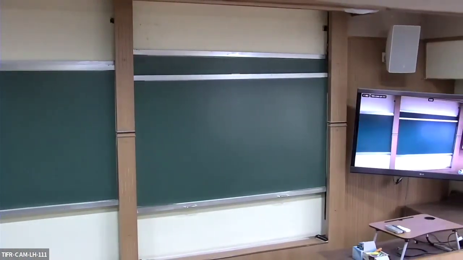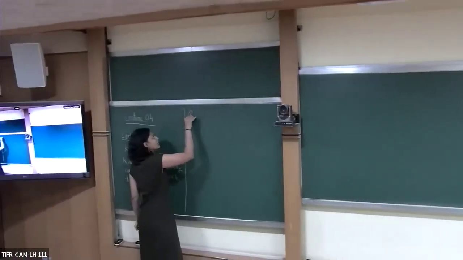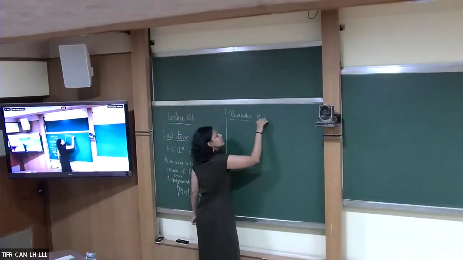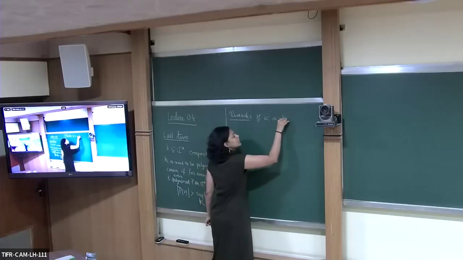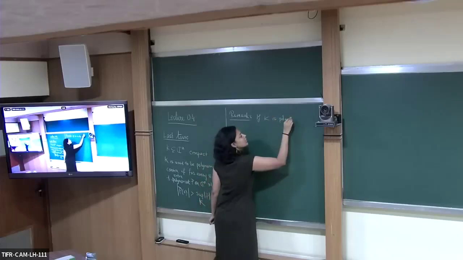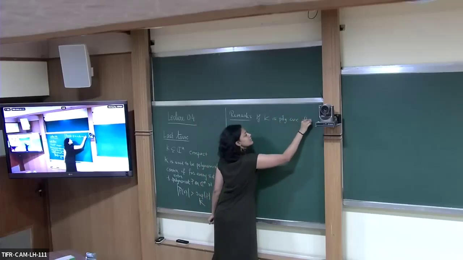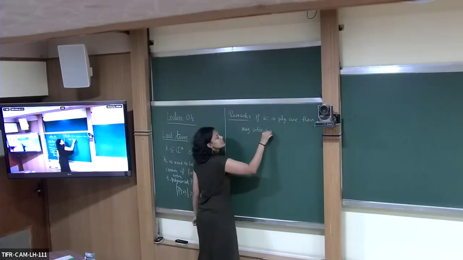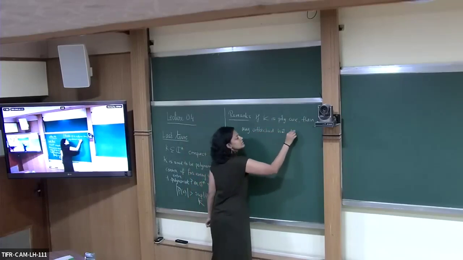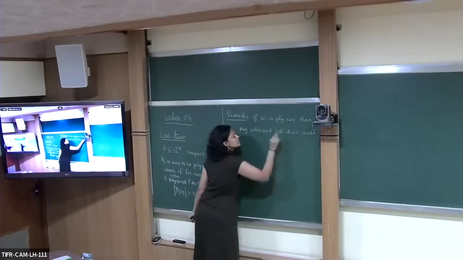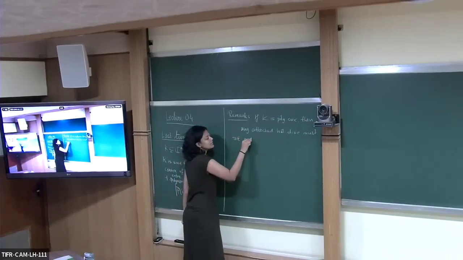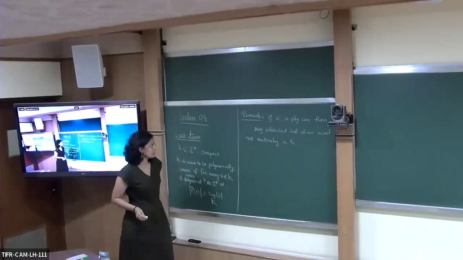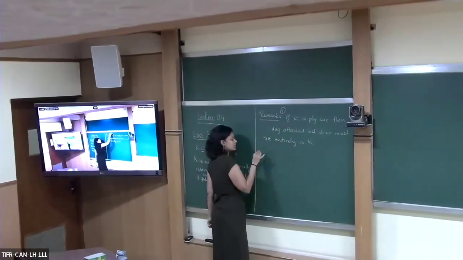And the reason why we did this, so remarks: if K is polynomially convex, then any attached holomorphic disk must sit entirely inside K. So this is how it is related to the topic that we are interested in.